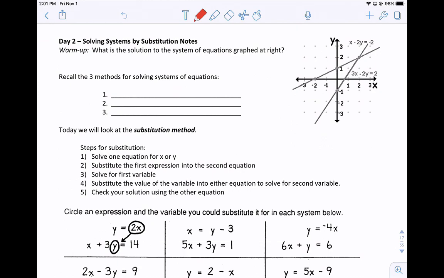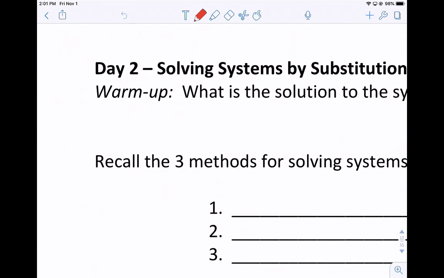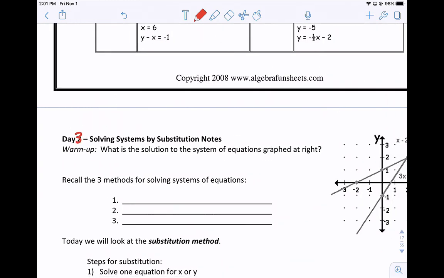Okay, day 3, it says day 2, there's a typo. Day 3, we're going to look at solving systems by substitution. And again, we'll spend 2 days on this like we did for graphing.